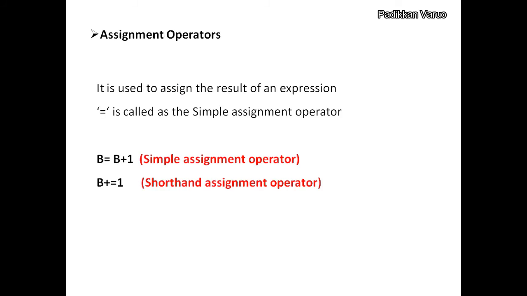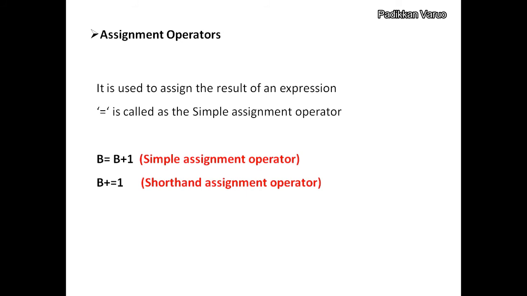Next comes the common operator, that is assignment operators. It is used to assign the result of an expression. We already saw that int a = 10 means we are assigning the value 10 to the variable named a. So equal to is called a simple assignment operator. So b = b + 1 means we are incrementing the variable b by 1 and assigning it to the variable named b. So it is called a simple assignment operator.